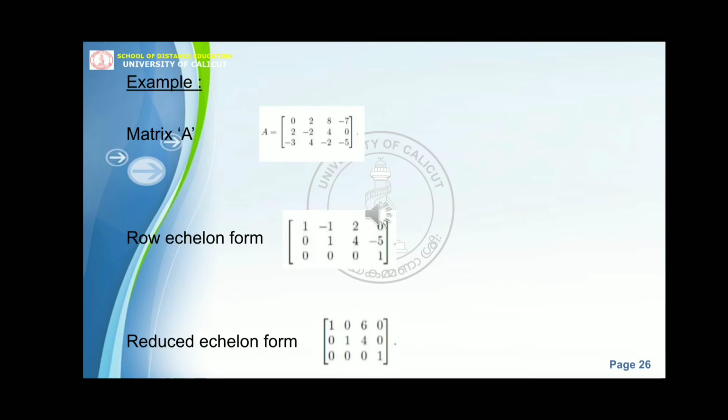This is an example showcasing the row echelon form and the reduced row echelon form of matrix A. So we are given a matrix A, and below that we have the row echelon form of matrix A, and below that we have the reduced row echelon form of matrix A.